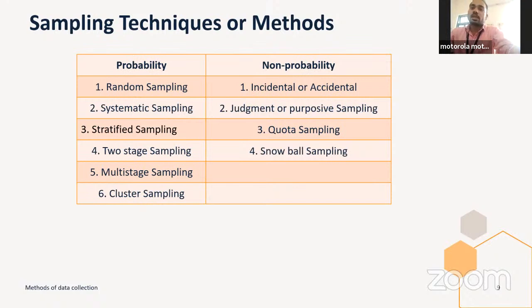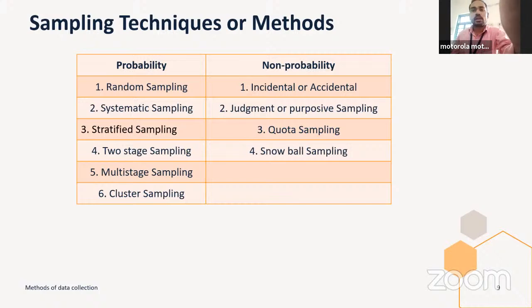So you can see in probability there are 5-6 methods, like random sampling, systematic sampling, stratified sampling, two-stage or multi-stage sampling, and cluster sampling. While in non-probability, there are also 3-4 methods, like accidental or convenience sampling, incidental non-probability sampling, judgment or purposive sampling, quota sampling, and snowball sampling. We will discuss them one by one. Before that, I will show you the comparison between probability and non-probability sampling. What is the difference between probability and non-probability sampling?